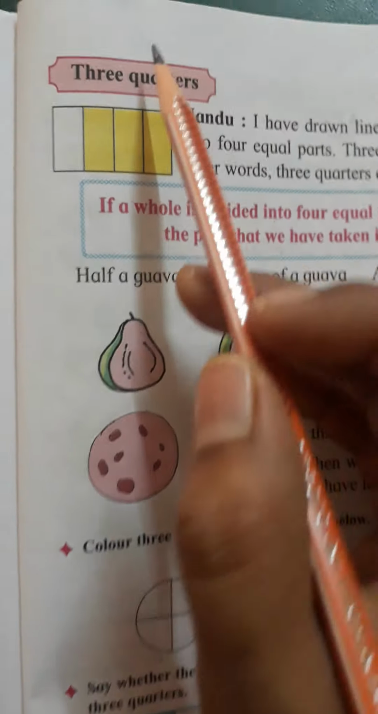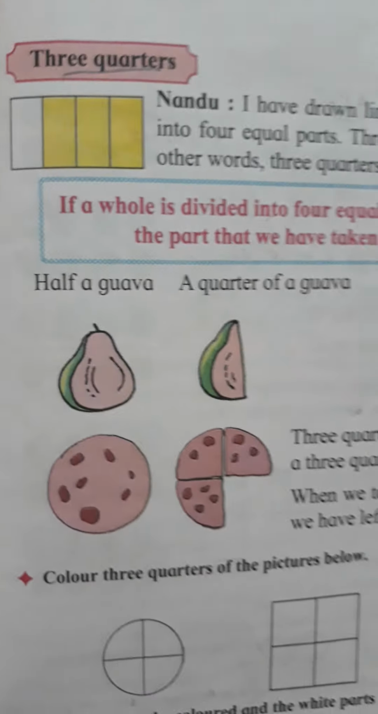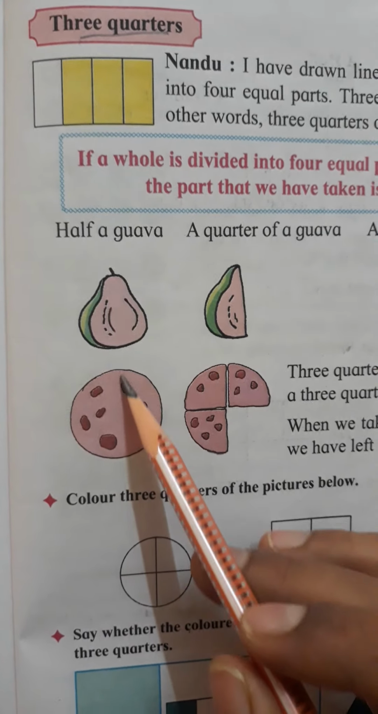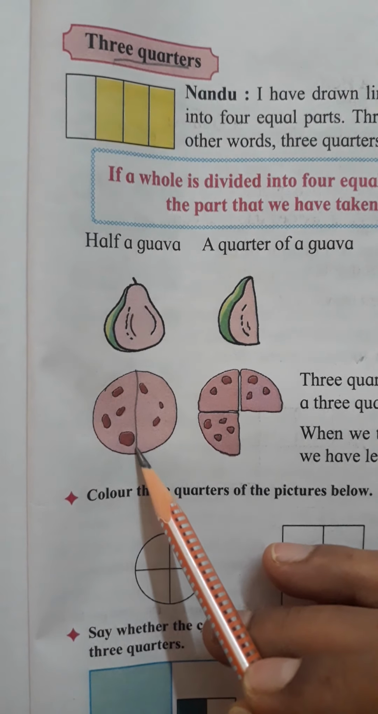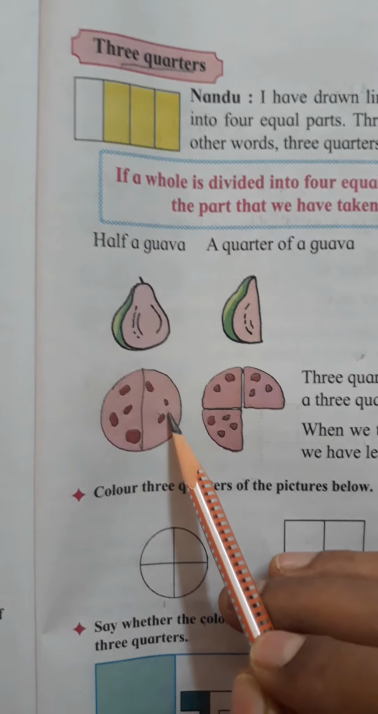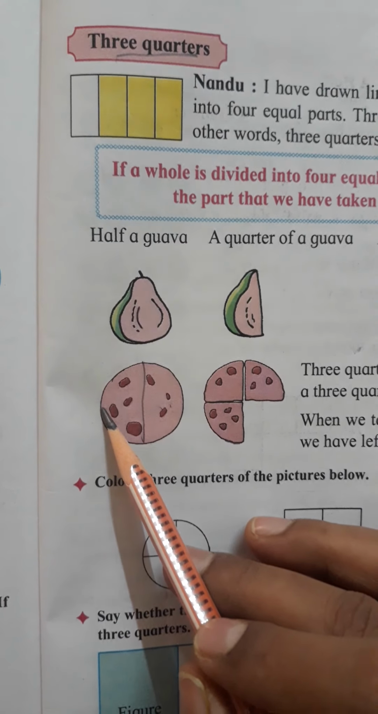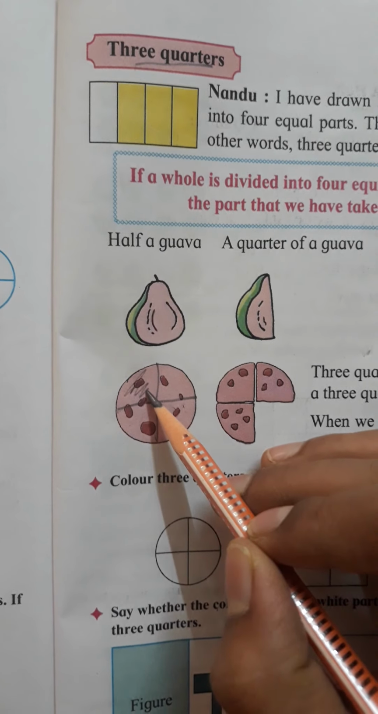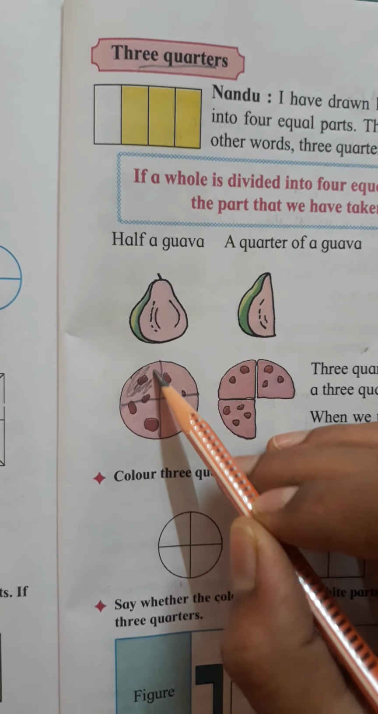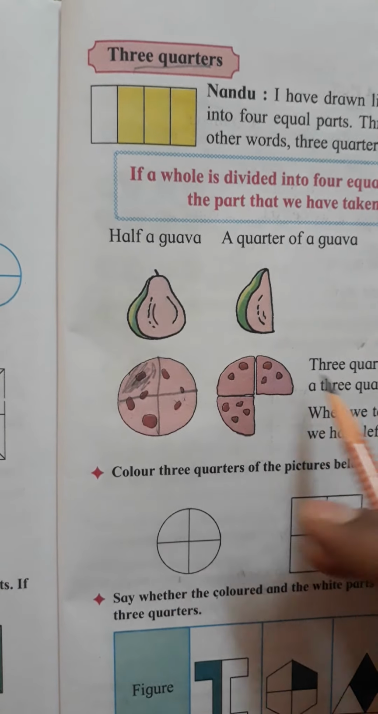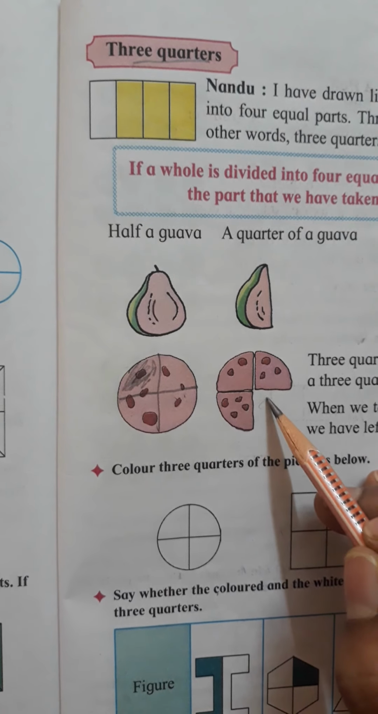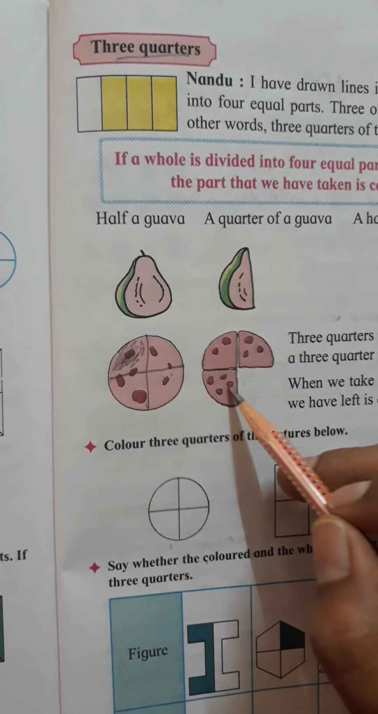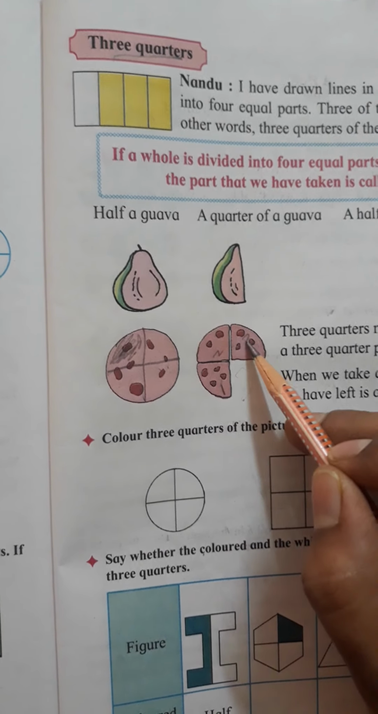Now our next concept is 3 quarters. What is 3 quarters? Now listen, again look, this is a roti. Now I have told you when we divide it into 2 equal parts, it makes a half. When we divide it into 4 equal parts, we get a quarter. And now look here, I took a quarter. So how much remains? 3 quarter parts remain, right? 1 quarter, 2 quarter and 3 quarter.